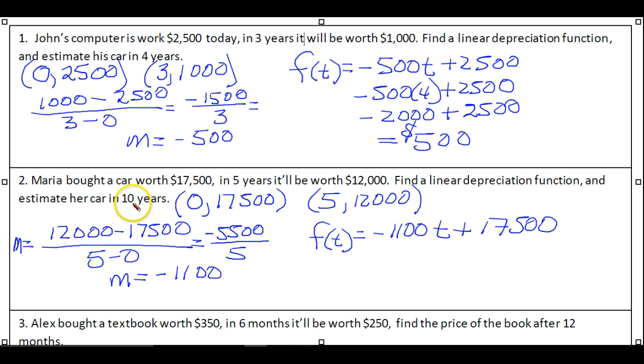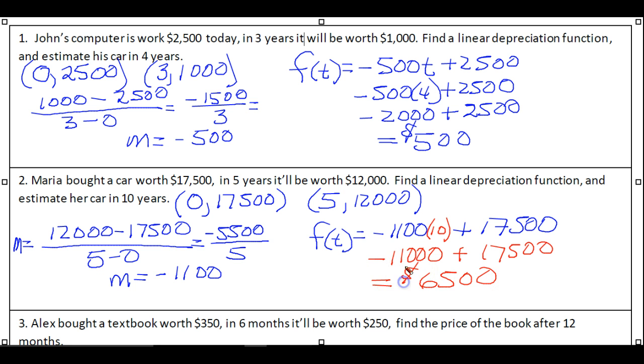Now they want to know what would it be in 10 years. So I'll just do a little erasing here and put in there 10 years for our t value. So this then becomes negative 11,000 plus 17,500 which will then give me $6,500 is the value of the car, or whatever you're dealing with.